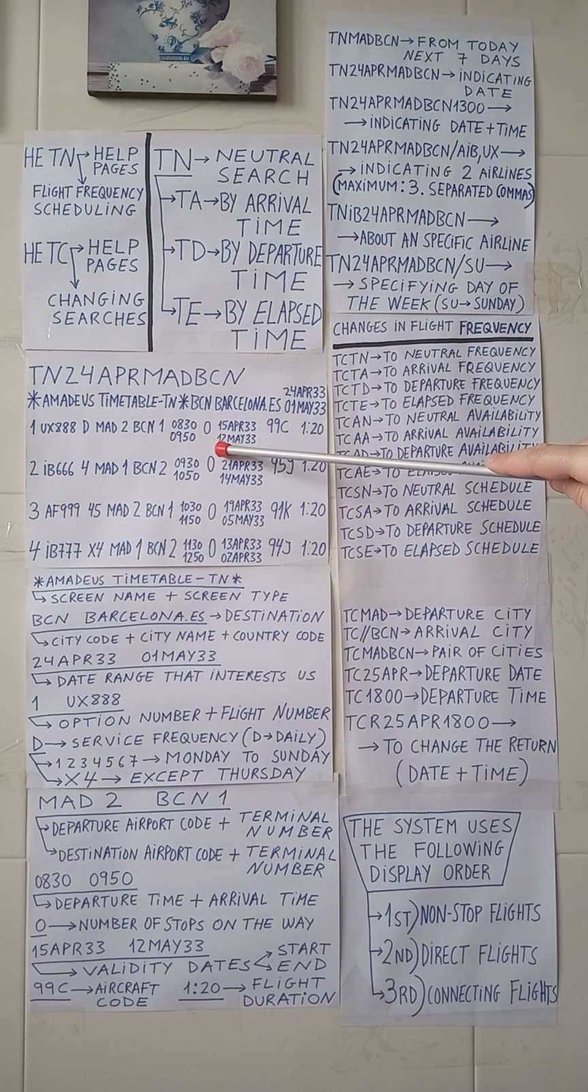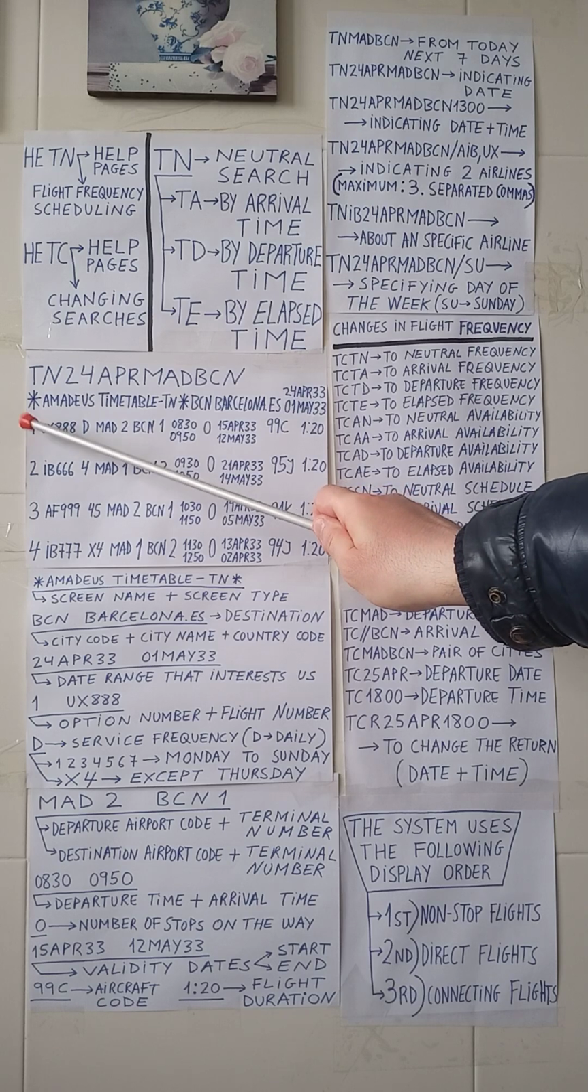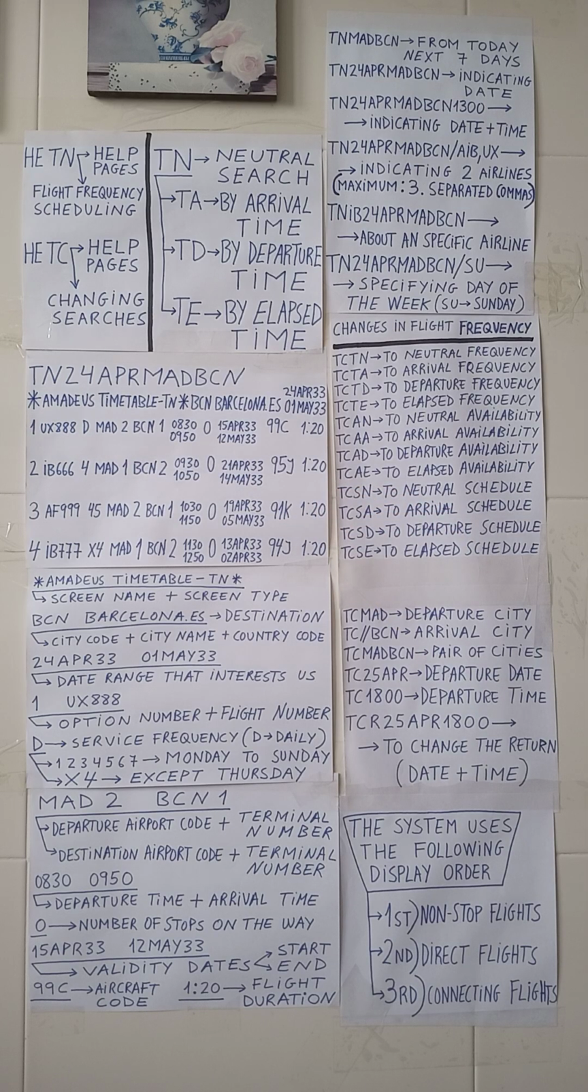15 APR 33 12 May 33, which is here, is used to indicate the start and end dates of the validity of option number 1. About this option, this means that Amadeus is informing us of the full period in which flight UX888 from Madrid to Barcelona operates with all the features that appear in option number 1, with all the characteristics they have in common, okay?